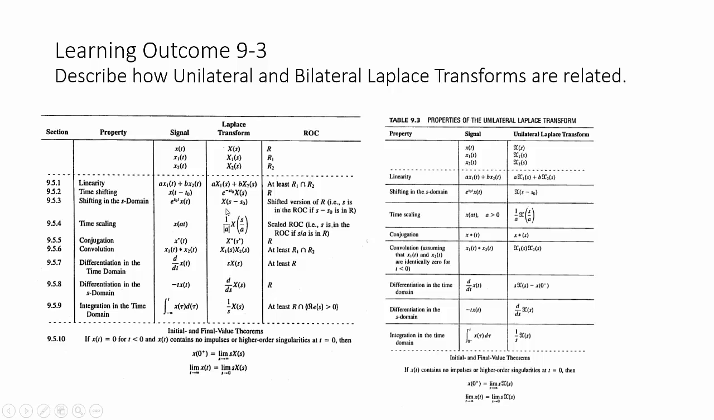In your book, you've got table 9.1 and 9.3, which show properties of the unilateral and of the bilateral Laplace transform. They're very similar. Both start with linearity. Both show your signal, your Laplace transform. But you have a region of convergence when you're talking about the bilateral Laplace transform, which is not in the unilateral Laplace transform table.